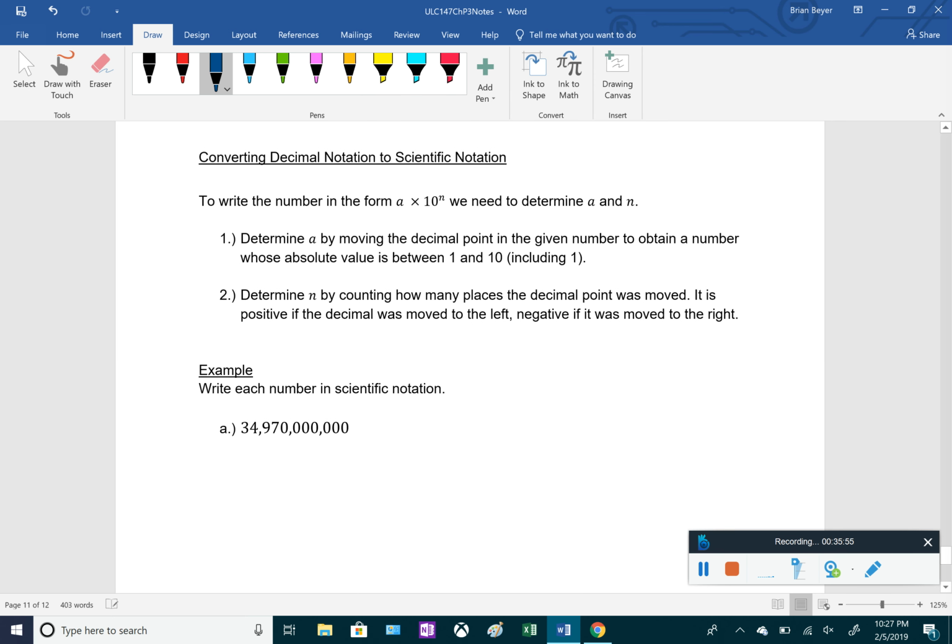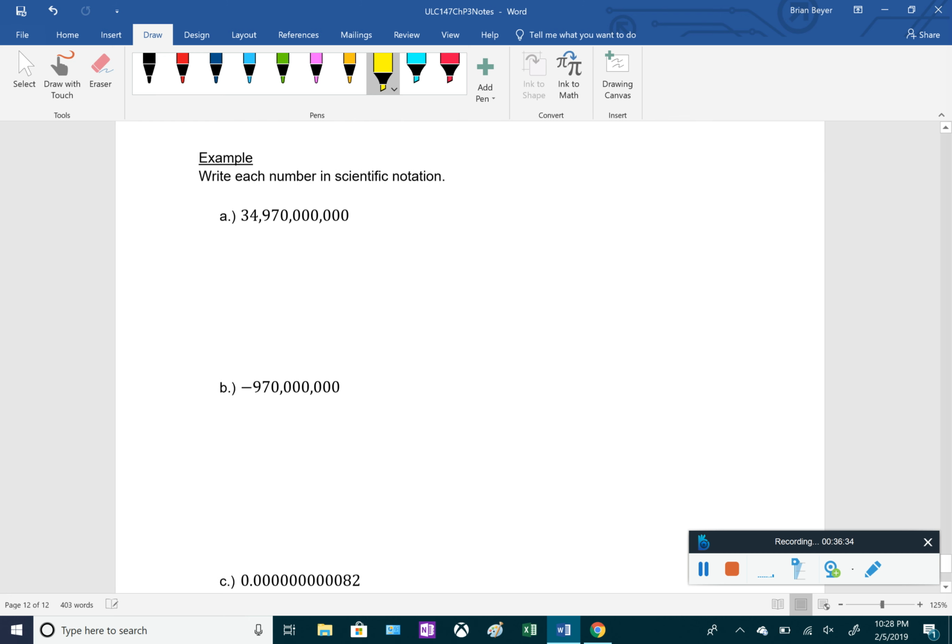So now we're going to be going the opposite way. We're going to be converting decimal notation to scientific notation. In order to write it in scientific notation, we need to find what a and n is and write it in the form a times 10 to the n. The a is going to be found by moving the decimal point over until we find a number whose absolute value is between 1 and 10, including 1. Then we're going to determine the exponent by counting how many places the decimal point was moved. It's positive if the decimal point was moved to the left. It's negative if it was moved to the right. So let's do these examples.